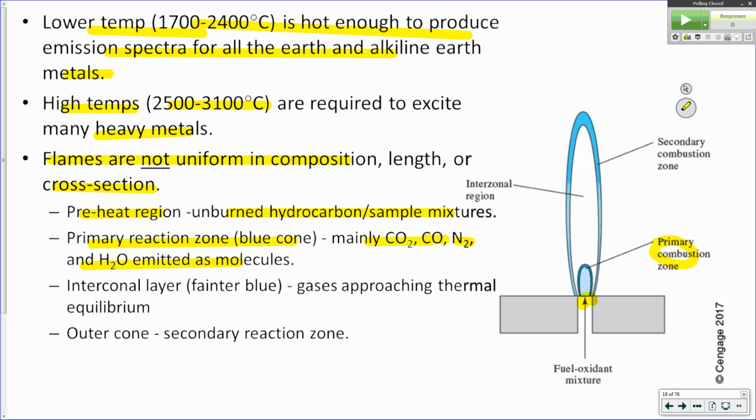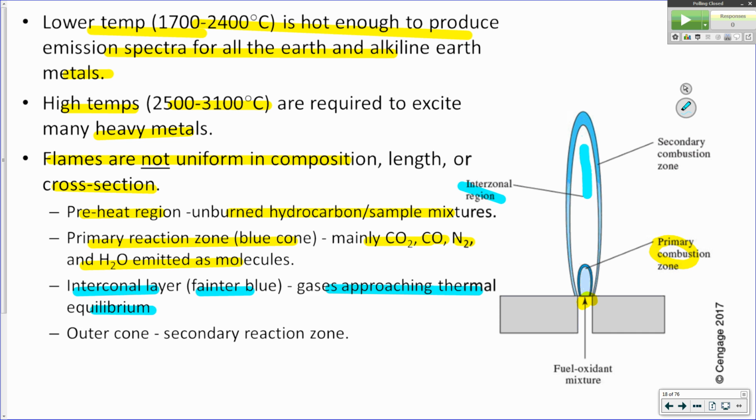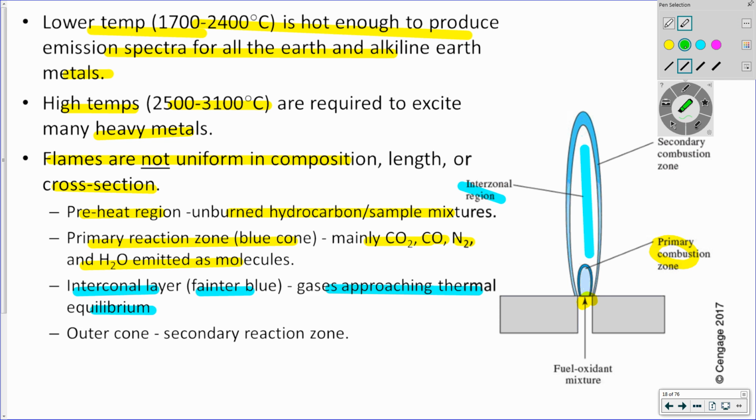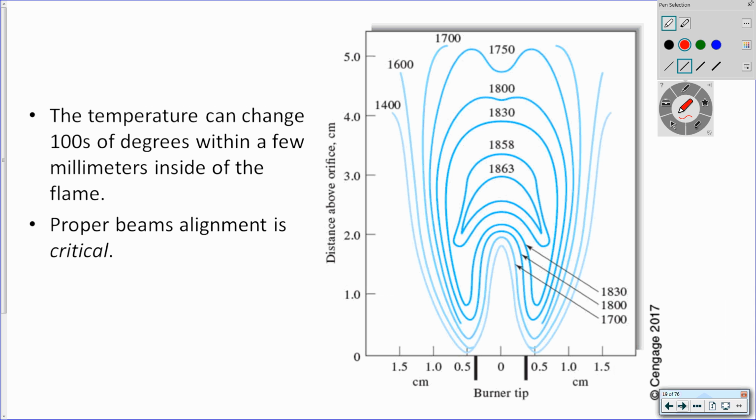And then there'll be a fainter blue that's surrounding that, and typically significantly larger, called the inner conal layer. And this is where you start to get your thermal equilibrium. And then typically on the outside of that, you're going to have what's called the outer cone, and that's the secondary reaction layer. So it's going to be the outside tip of the flame. Now, the key thing is, because of the thermal stability, we're going to take our measurements somewhere inside of here. That's where we're trying to do our measurements.